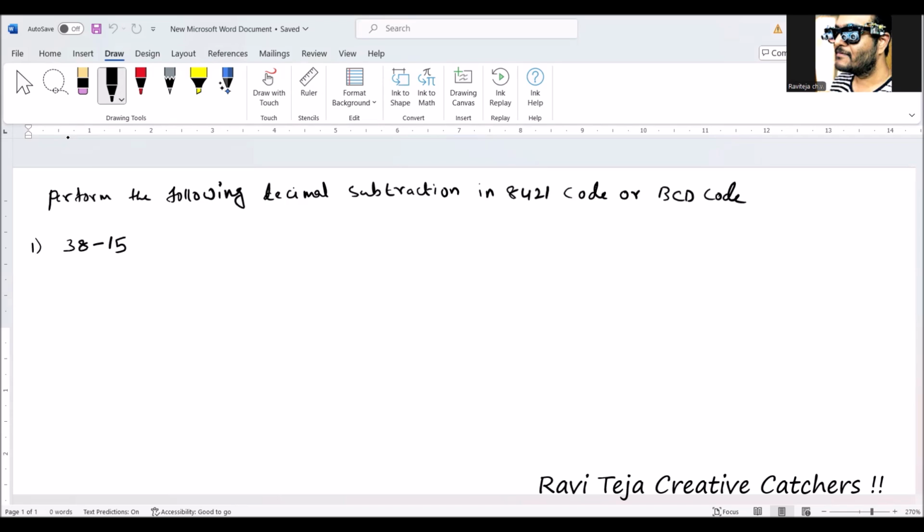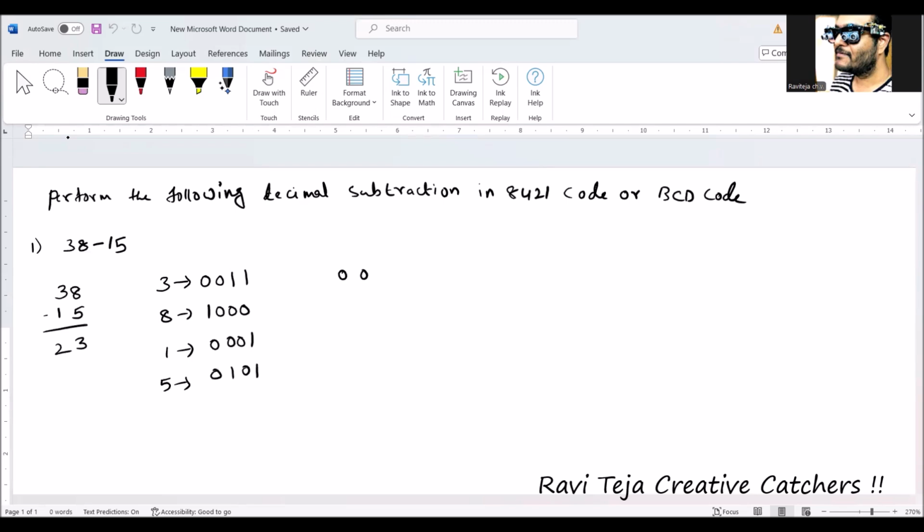Generally, 38 minus 15 gives 23. Let's see whether we get the same value for the BCD or not. The BCD of 3 is 0011. For 8 it is 1000. For 1 it is 0001. And for 5 it is 0101. Let's subtract the numbers.